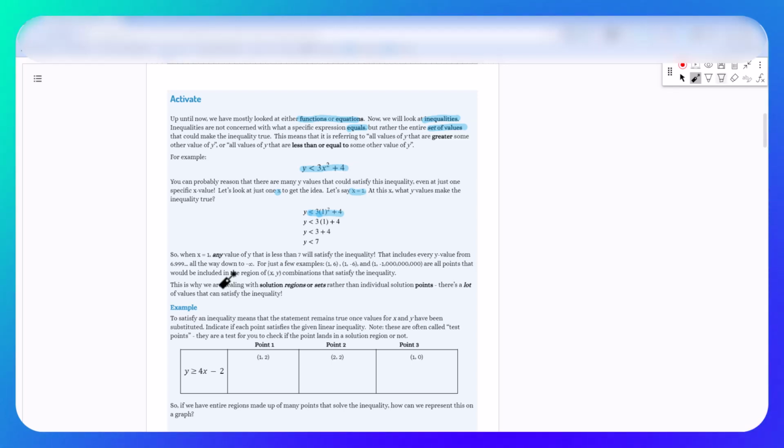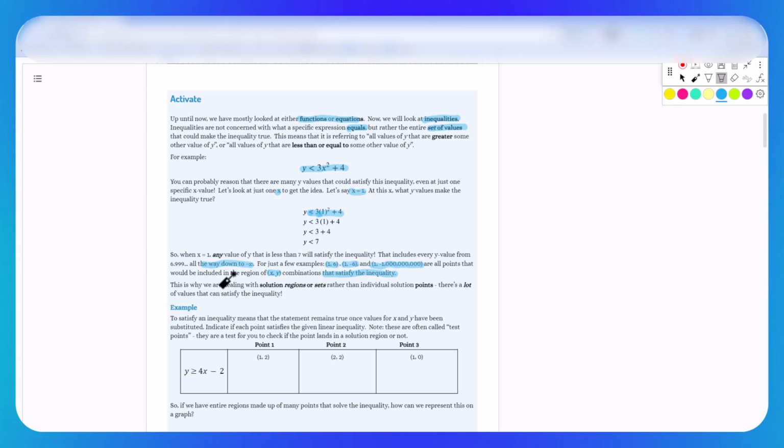So remember, in inequalities, there can be infinitely many. For example, we could have 1 and 6, because 6 is less than 7. We could have 1 and negative 6, because negative 6 is less than 7. We can even have negative 1 billion. And all of these points would be included in a region of XY combinations that make the inequality true, or in other words, satisfy the inequality.